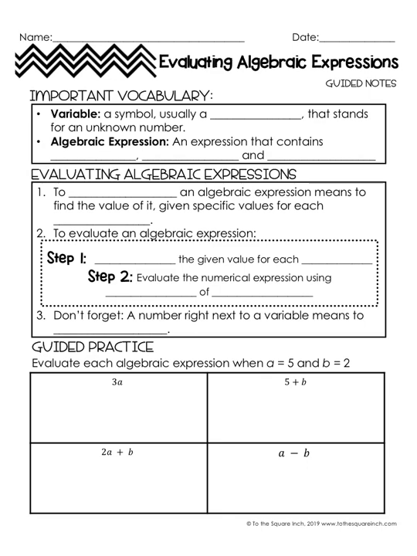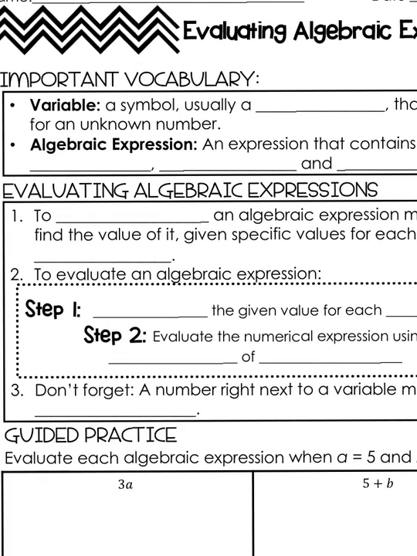All right, so we're going to talk now about evaluating those algebraic expressions that we were writing yesterday. So important vocabulary here is a variable, which we've kind of talked about. It's a symbol, typically called a variable, that stands for an unknown number. So we kind of talked about that yesterday.